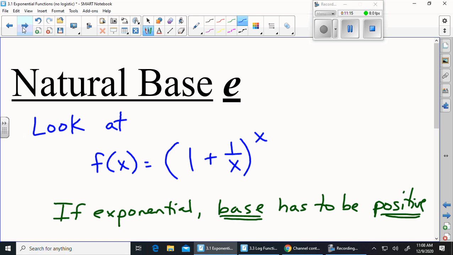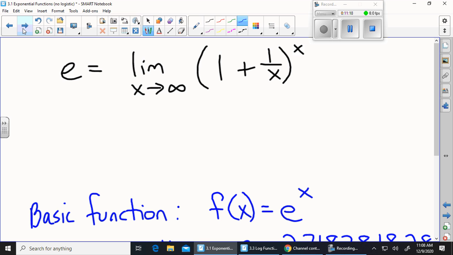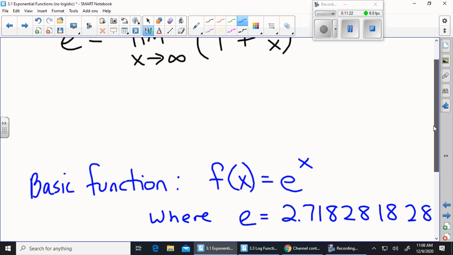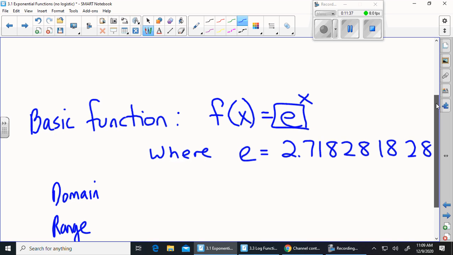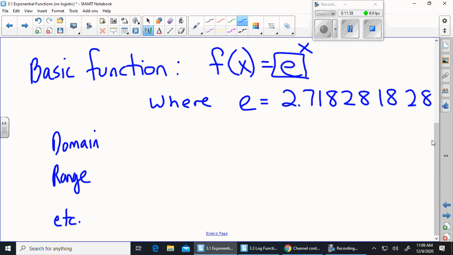Natural base E, I'm trying to go quick, as I said. Basic function e to the x. There's all this stuff about what e is and where it's derived. E is 2.718, and so on. It's growth. So if I said, what's its domain? Negative infinity to infinity. What's its range? 0 to infinity. What's its horizontal asymptote? Y equals 0. None of it changes. It just has different points.